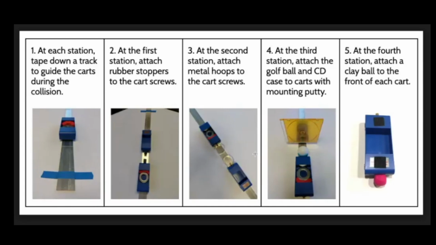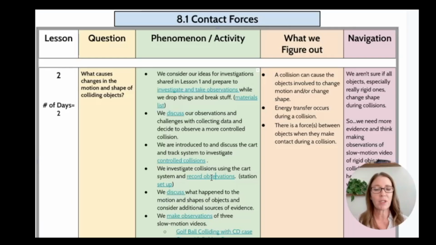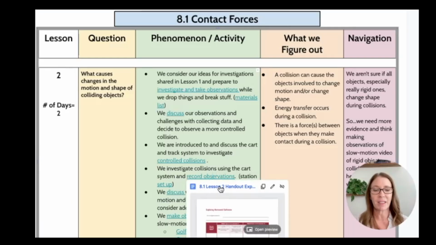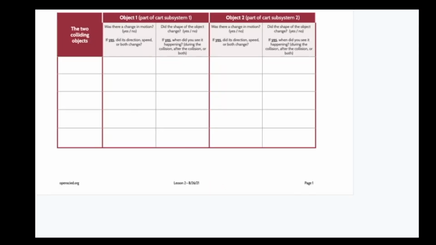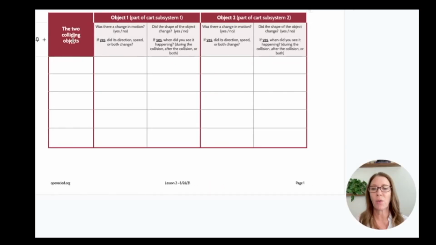They're pretty flexible. The third one's going to be a golf ball attached to the cart, and then a CD is what you're running into. And then the fourth one, you're going to attach clay, modeling clay to the front. So this is going to help look for change in motion and shape. Students are going to complete a data table. It looks like this. So they'll list what station they're at here, what are the two colliding objects, and then of course just answer the questions about change in motion and then change in shape.